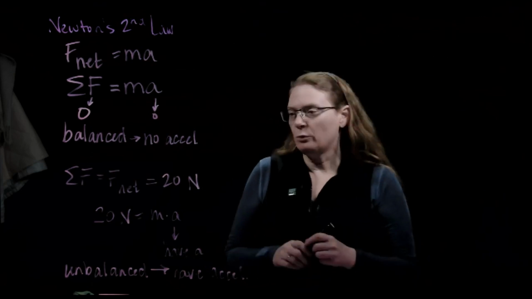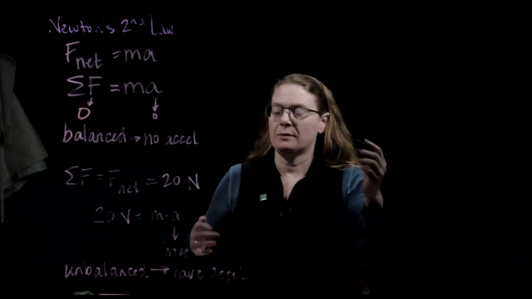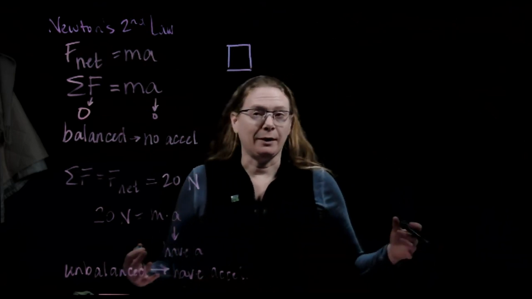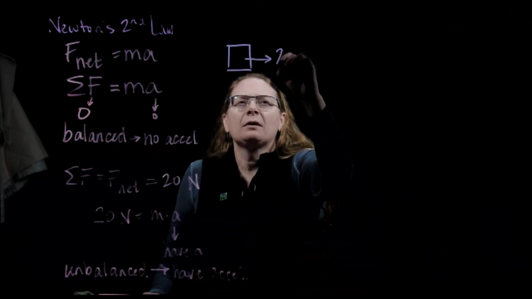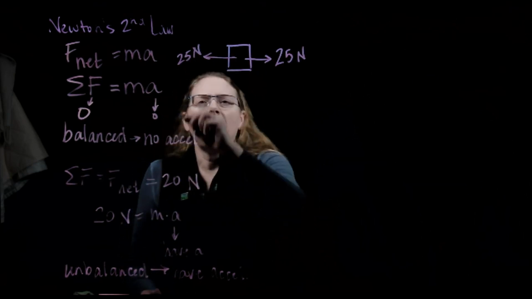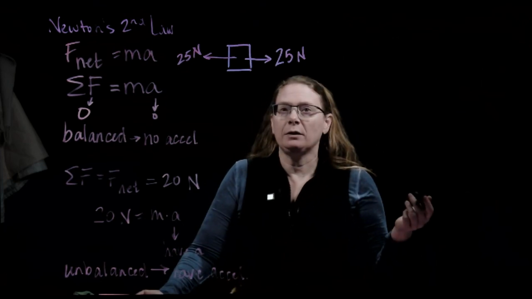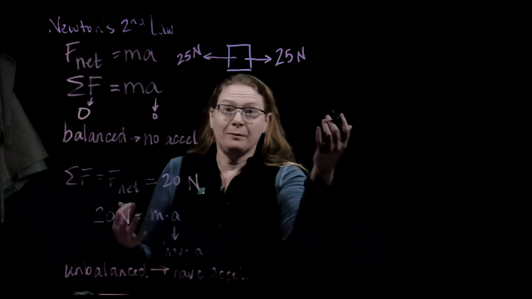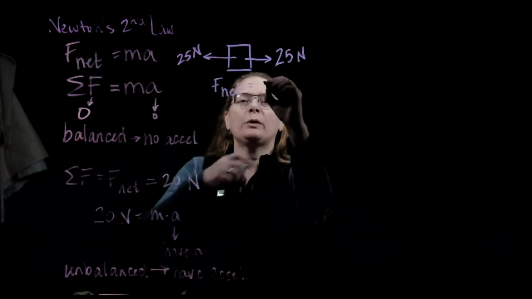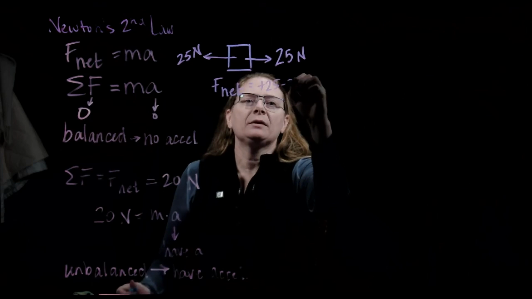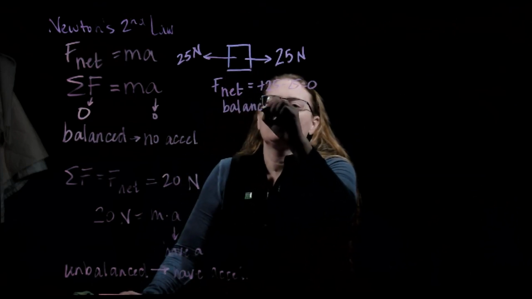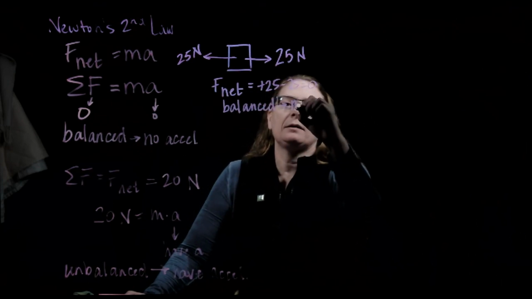So let's do a real quick version, very, very simple. If I have an object, our lovely little abstract object, and I have a force of 25 newtons going this way and 25 newtons going this way, are those forces balanced? Well, you look at it and say, yep, that's pretty easy. So here, the net force, if you add up all the forces, we've got 25 to the right, 25 to the left, that adds up to zero. These are balanced forces, which means this object is not accelerating.